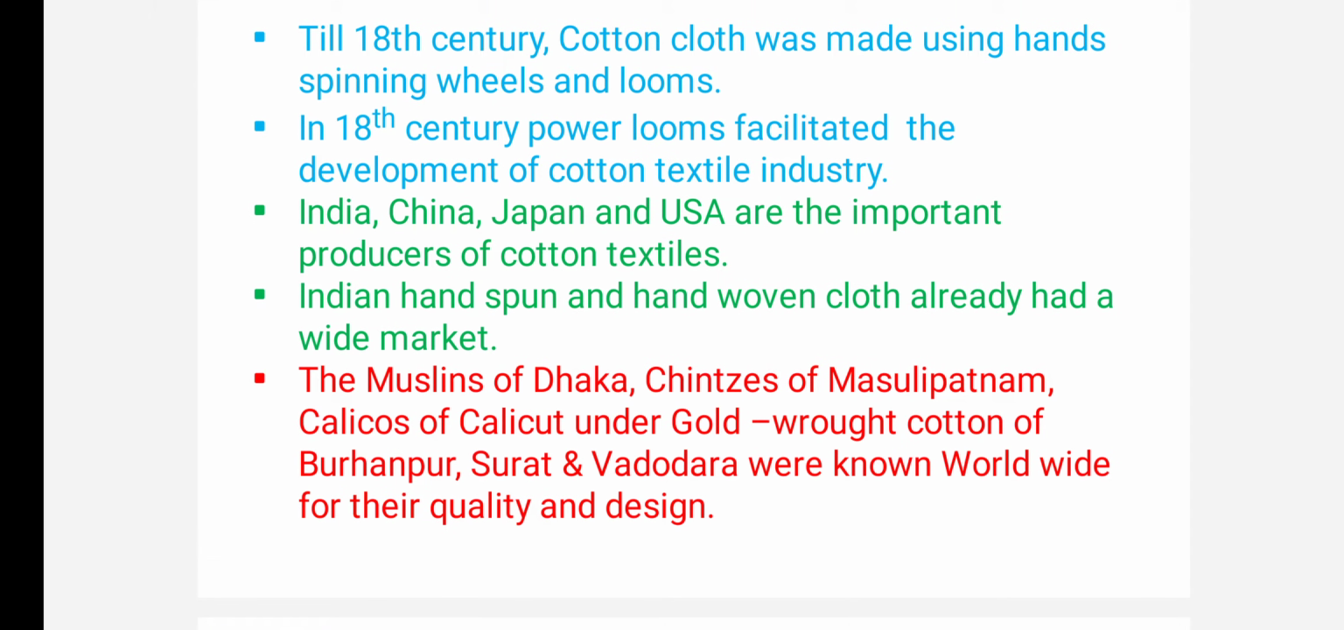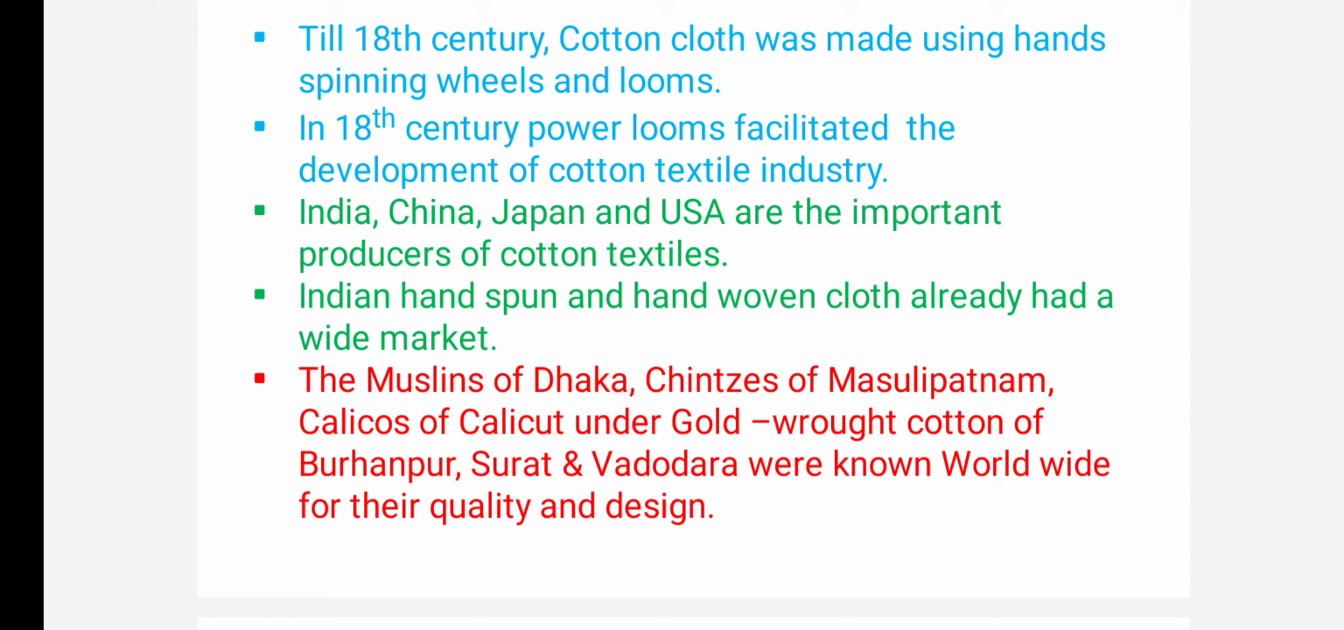Cotton textile is one of the oldest industries, as you all know very well. In the whole world it is the oldest industry. Till the industrial revolution in the 18th century, cotton cloth was made using hand spinning wheels. On the wheels they used to spin the threads and on the looms they used to weave the cloth. In the 18th century, power looms facilitated the development of the cotton textile industry. These power looms could produce more cloth than before.